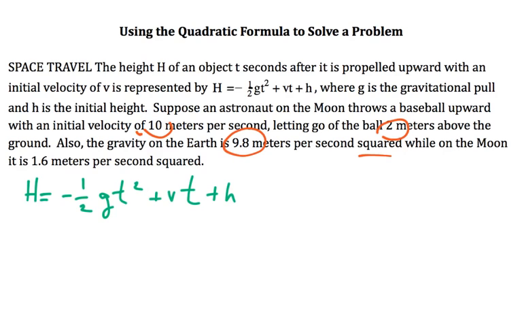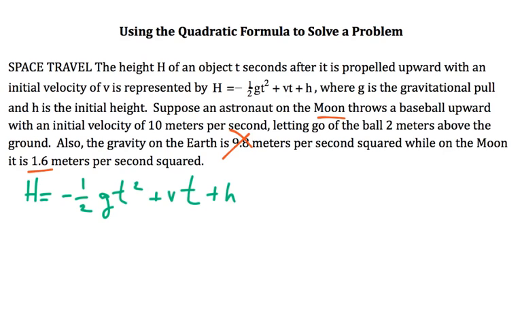All right, now here's the deal. Where is this individual at? Well, he is on the moon, throwing a ball upward. Because of that, we're not going to use 9.8. We're going to use 1.6 meters per second squared. So we go in and we plug in all these values.